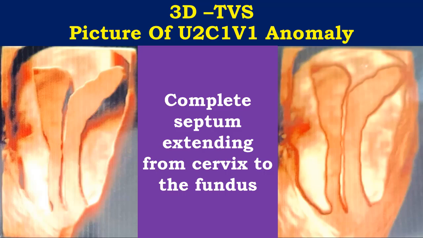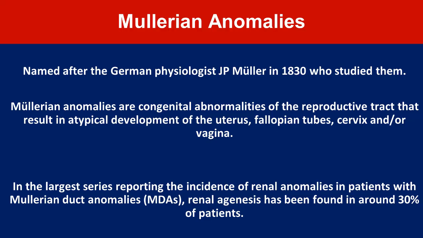But before discussing and showing you the video of the surgery, let us just brush up on what a congenital uterine anomaly is, which is also called a Mullerian anomaly. The Mullerian anomaly is named after German physiologist J.P. Muller, who studied them in 1830.